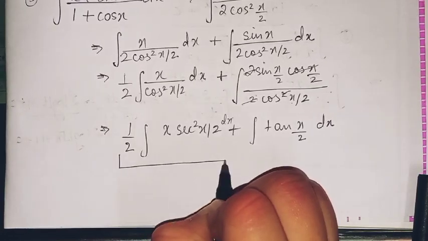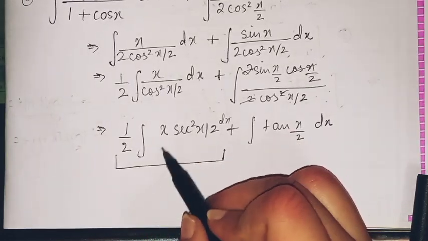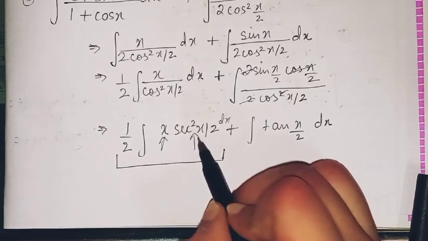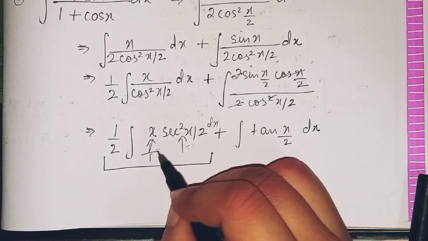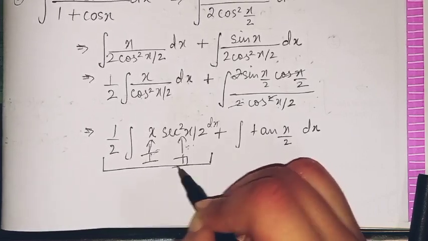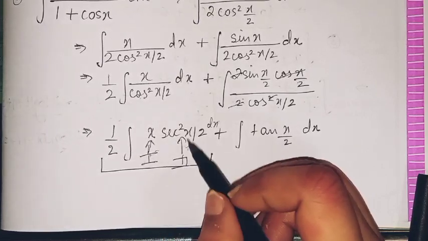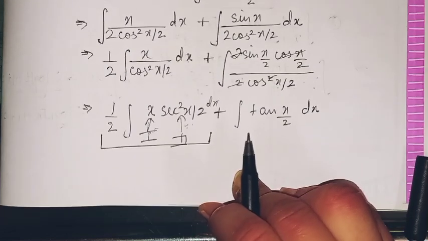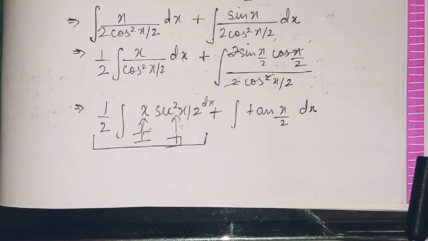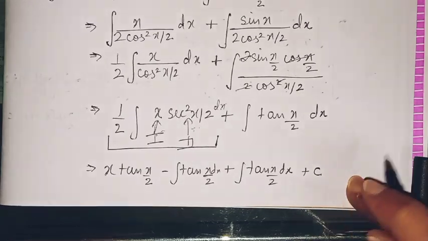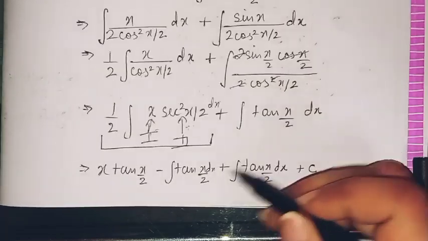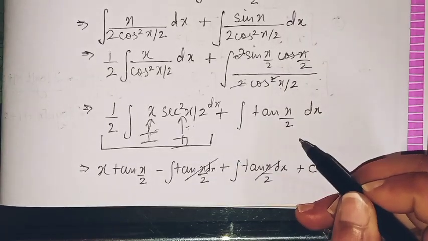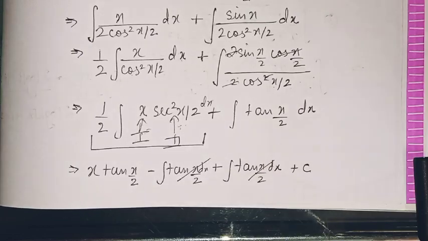The next step is to take these two functions and apply the ILATE rule. This is the first function and this is the second function. After applying the rule, you will be getting x tan x by 2 minus integration of tan x by 2 dx plus integration of tan x by 2 dx. So these two terms get cancelled and the answer is x tan x by 2 plus c.